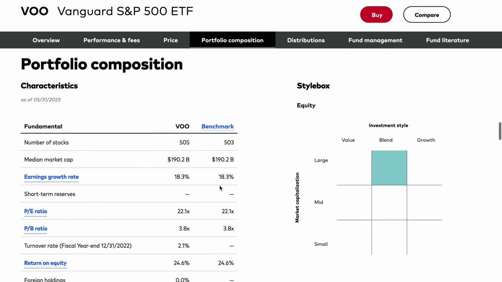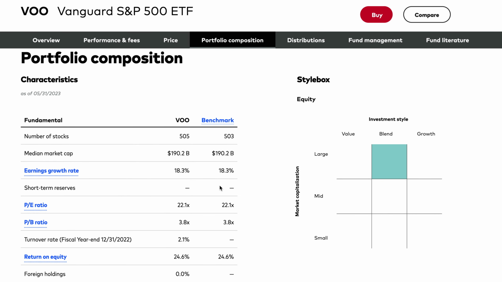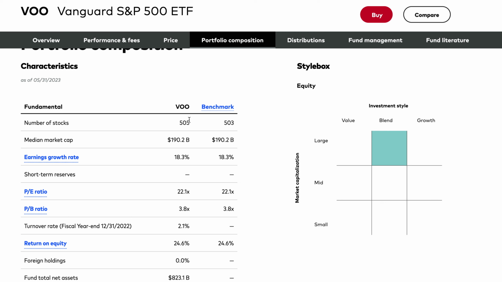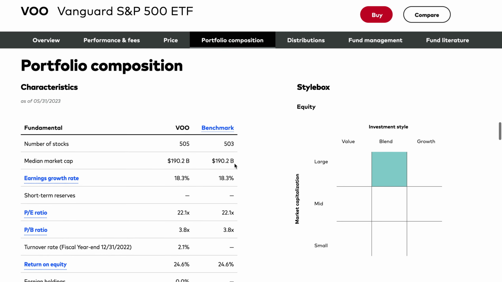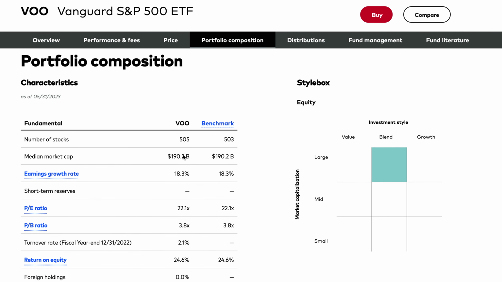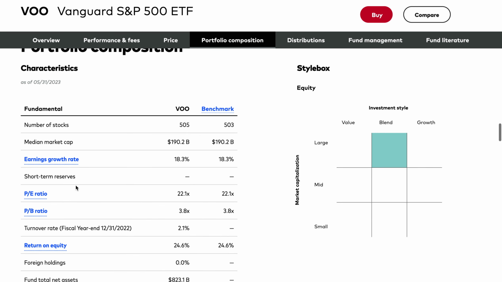Now what we're going to do is look at the actual composition of the portfolio, or what is in this ETF. The stocks in here, about 505 stocks. In the S&P 500, the benchmark is about 503. So again, it's very close to 500. The median market cap is the market capitalization or the dollar value in here. The earnings growth rate is very high at 18.3%. So the companies within this ETF grow their earnings at about 18.3% per year. Price to earnings ratio is the price of those companies divided by the earnings generated per share.